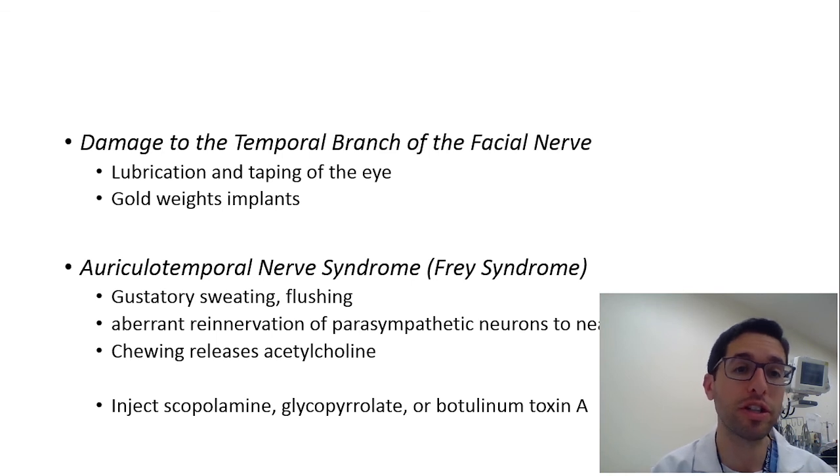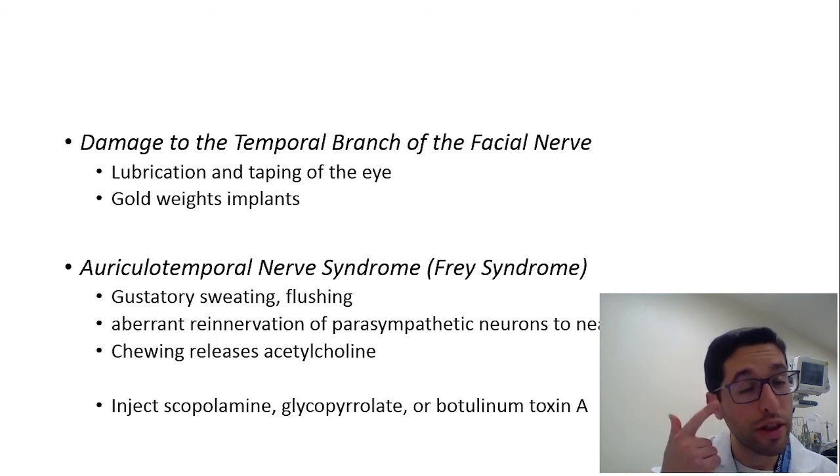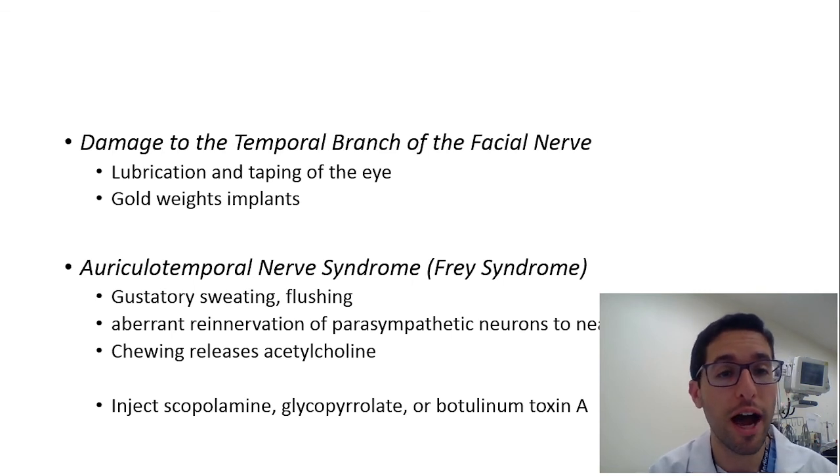But if it doesn't, at that point you're considering gold weight implants, where they put these implants in the upper eyelid to help weigh it down so the patient can close. Again, super rare. Sometimes in the realm of cancer, there are times where we will sacrifice the facial nerve, but it's very rare from a TMJ surgery to have permanent facial nerve paralysis.